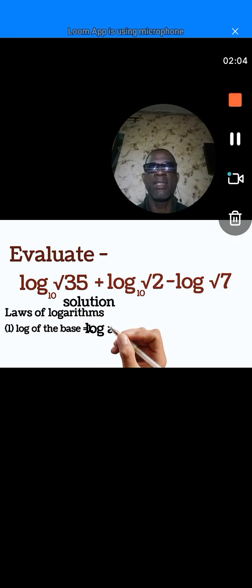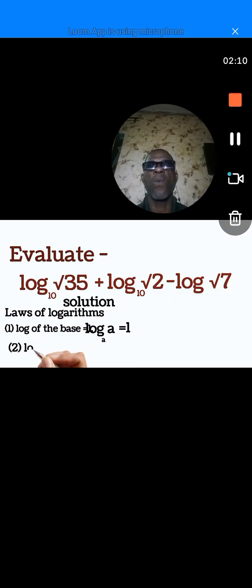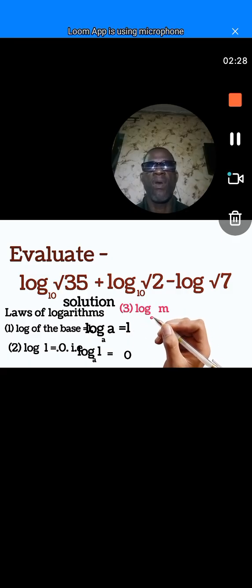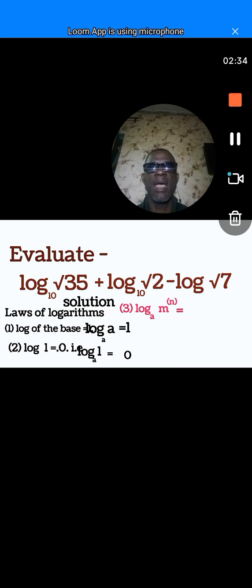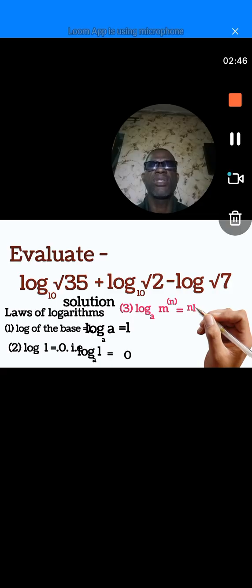The second identity is that the log of 1 is equal to 0. That is to say, log 1 base a is equal to 0. Log 1 base 20 is equal to 0. The third law, which I call the power law, says log m raised to power n is the same thing as n log m. These are the rules that this question will flow to.